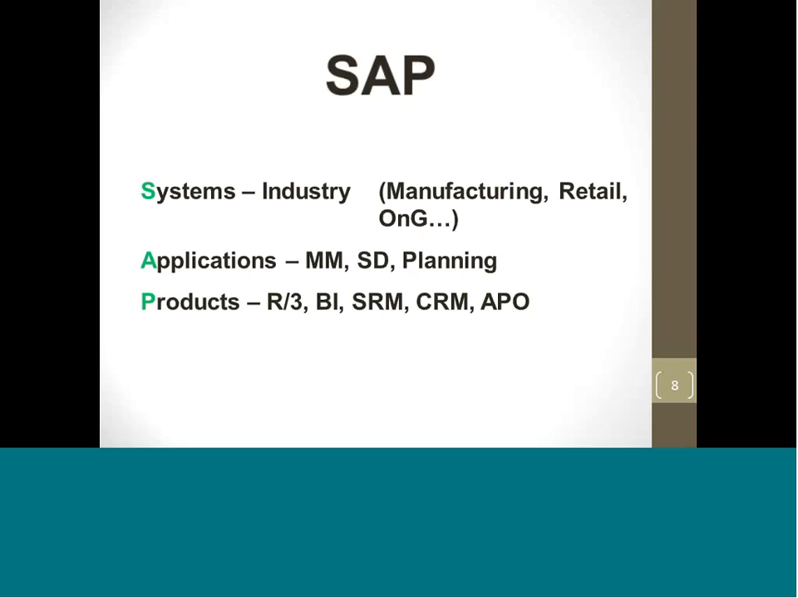R/3 is the main one where you function all the businesses. You have BI. BI is related to making strategic reports and decision making tools. SRM, CRM, APO, and all. These are the different products which SAP is giving us.